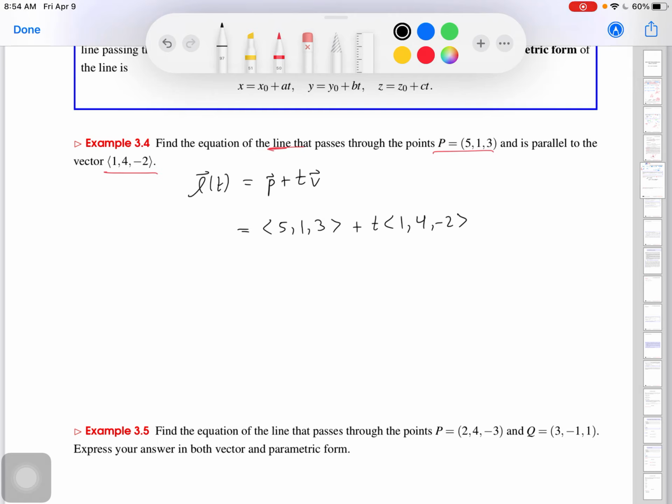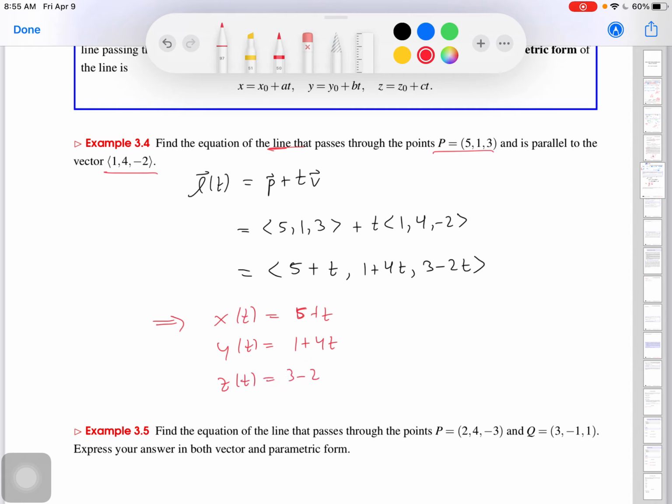But one thing I will do, just again to link up what we just did, is I will combine these two vectors into one vector. And then I can extract from here the parametric equations of the line. Oops, not 1 plus 5t, but 5 plus t. And then y of t is 1 plus 4t, and z of t is 3 minus 2t.